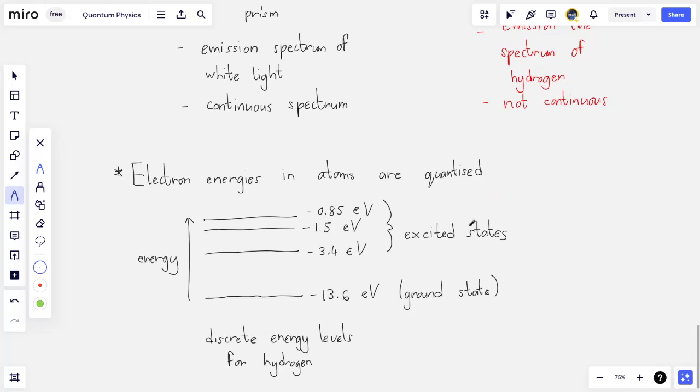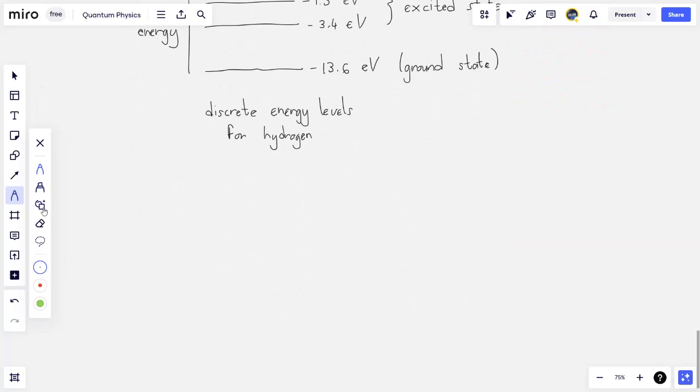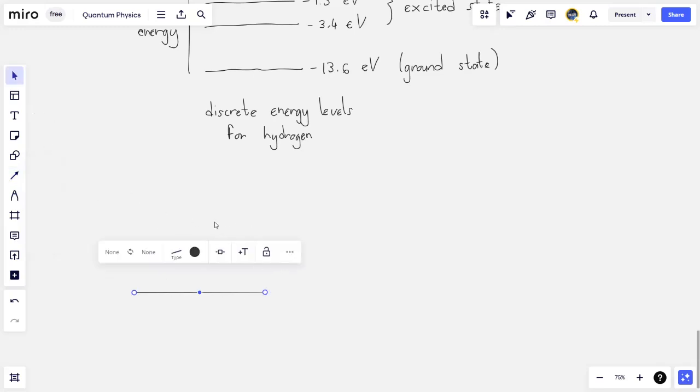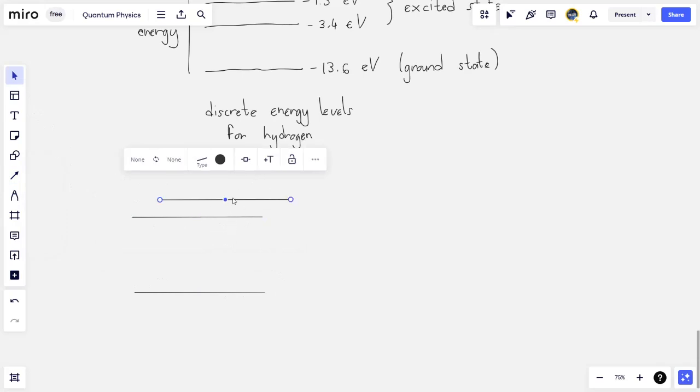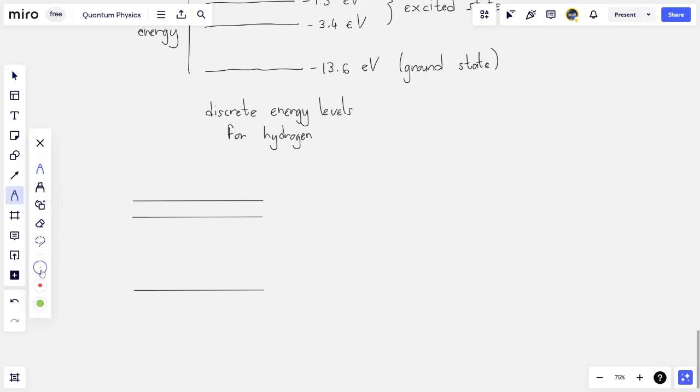So what's actually happening? How am I getting these specific lines coming from hydrogen gas rather than a complete white spectrum? Let's maybe do this a little bit more geometrically. I'm going to consider the first three energy levels for convenience's sake, and I'm going to take an example. So let's consider three energy levels. Let me label these energy levels as minus 13.6 eV, minus 3.4 eV, and minus 1.5 eV.